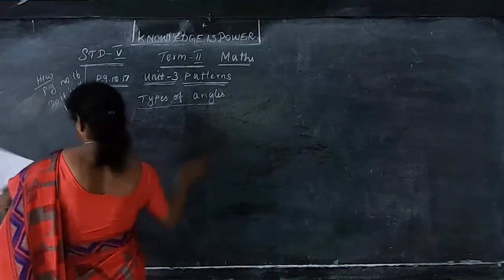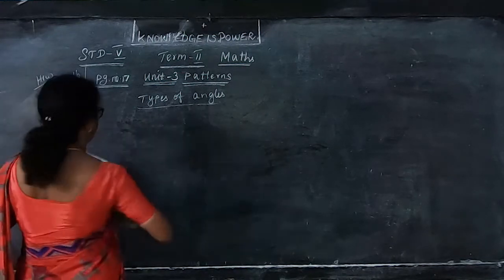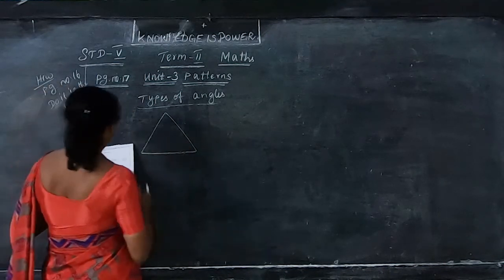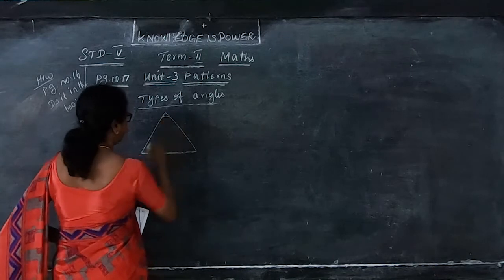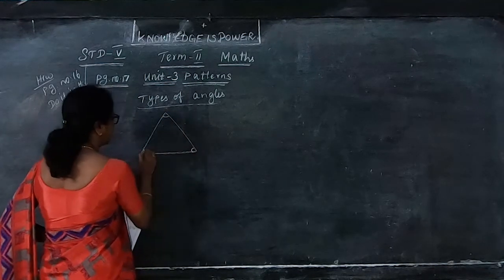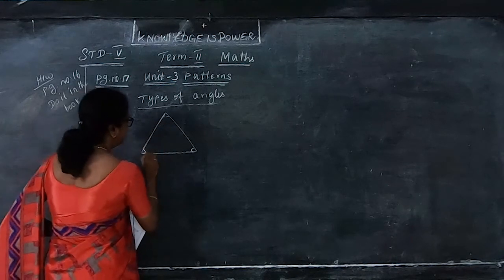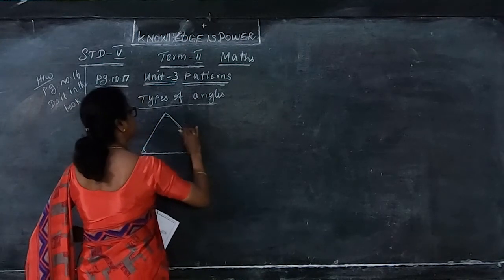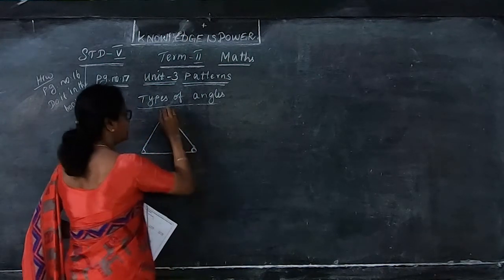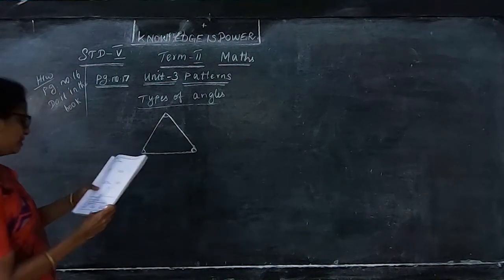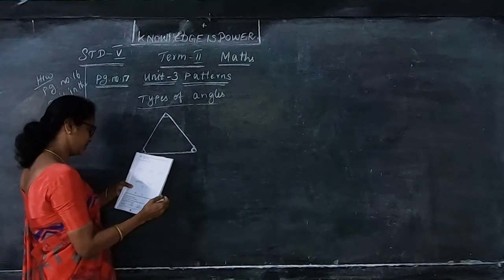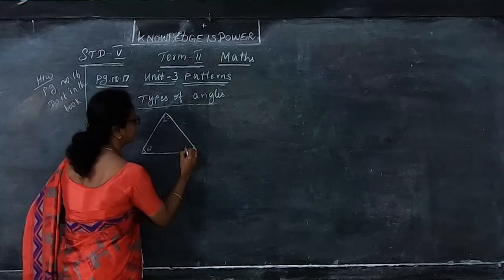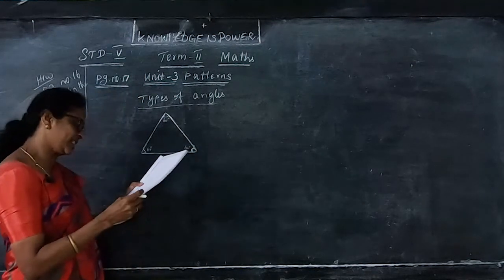Now, here in this they have given the triangle. So, this is the triangle, equilateral triangle. Equilateral triangle means all the three corners, this is one angle, this is one angle, and this is one angle. So, these are equal, each equal to 60 degree. So, each one is 60 degree. This is called the equilateral triangle, 60 degree angle.